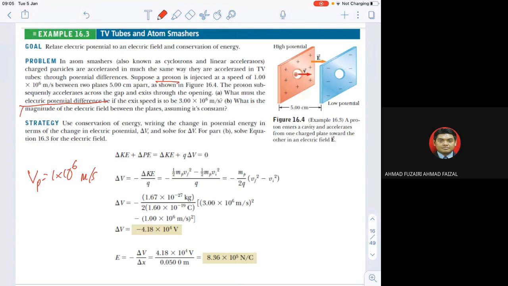So they want to know about V, the electric potential, if the exit speed is to be 3 times 10 to the power of 6 meters per second. Right now we can state the energy conservation: KE plus PE, delta KE plus delta PE. So we can state delta KE. This is a very simple one. The delta means KE final minus KE initial.